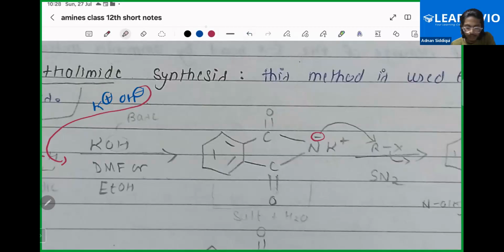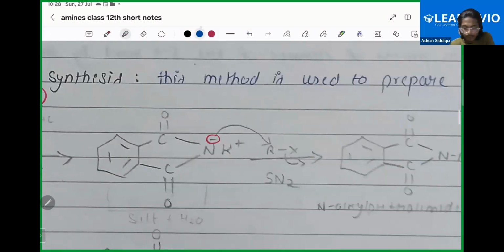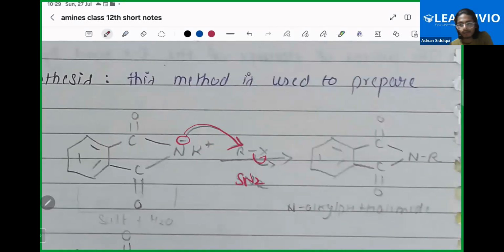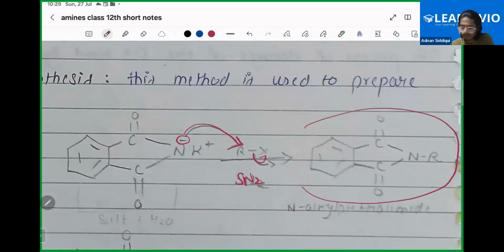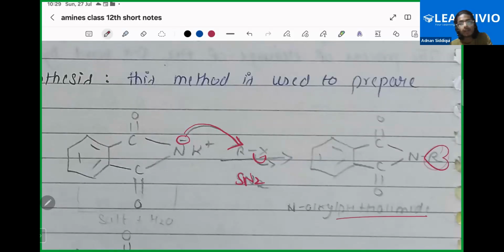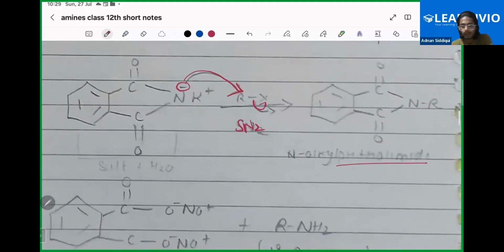Now we have an alkyl halide in our reaction, and this alkyl halide is 1 degree. This nitrogen with a negative charge will attack here through the SN2 mechanism, and it will remove this halide in the form of X negative. And we will have something we call an alkyl phthalimide. This is a phthalimide, but we have an R group rather than H. We call it an alkyl phthalimide. Now, is this clear till this point? Yes, sir.